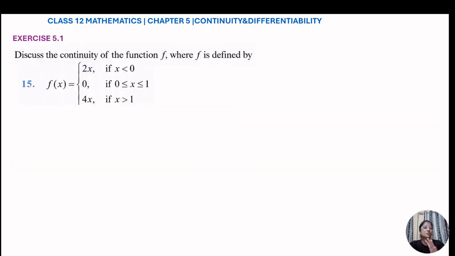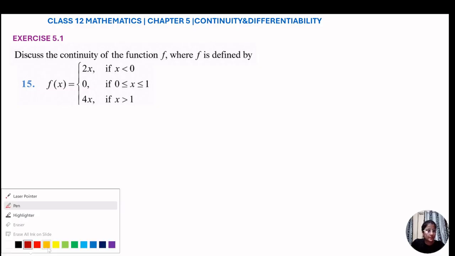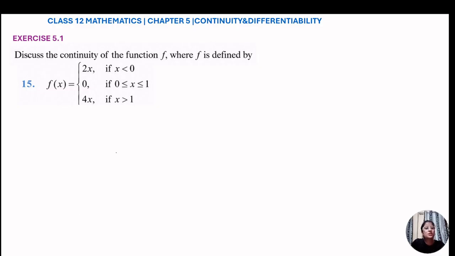Here also we have to do the same thing. We have to discuss the continuity of the function. This is our function. Now what I will do is give you an idea, and this will be homework for you: check the points of discontinuity. I will tell you the points of discontinuity also, but your homework is to do the theoretical part, because I know the theoretical part is now a piece of cake for you.